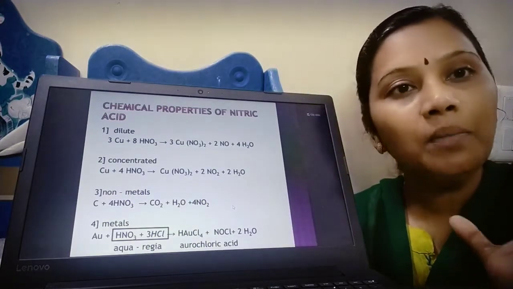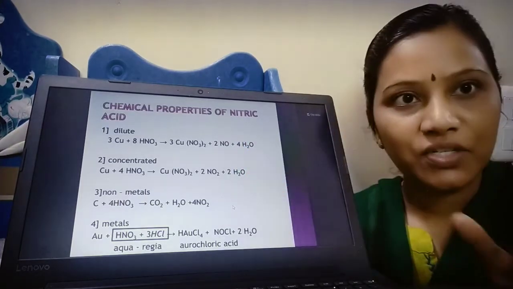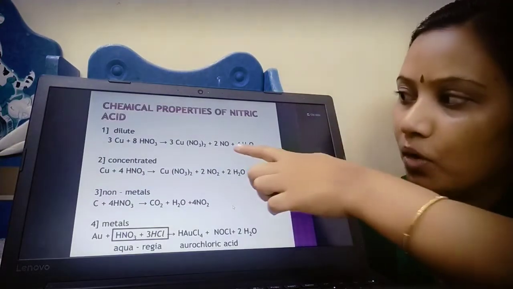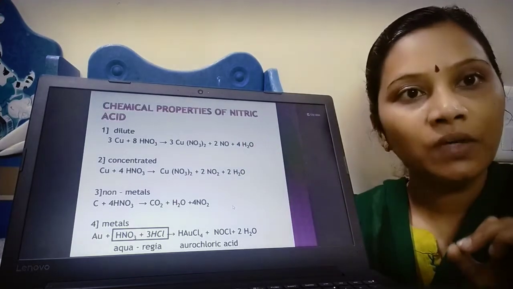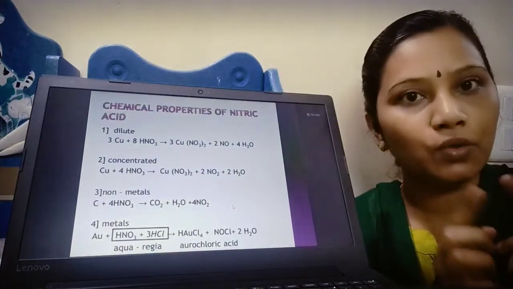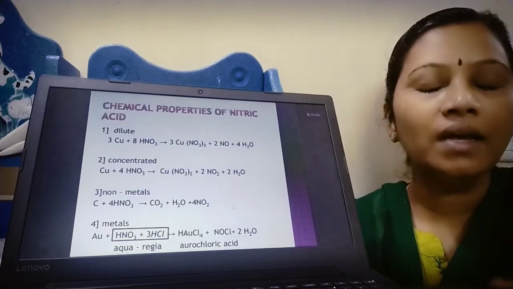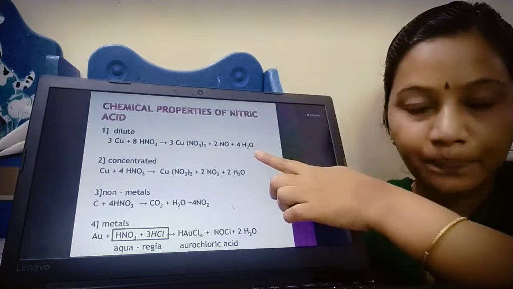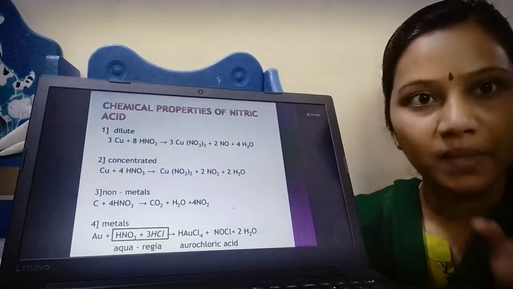What are the chemical properties of nitric acid? See, this is a very important point. Whenever dilute nitric acid is present, one of the end products should be nitric oxide and water. If you are using concentrated nitric acid, then it should be NO2 and water. Done? Clear? So these are the two hints for you. Whenever dilute nitric acid is used in the reaction, the end product should be nitric oxide and water. If concentrated nitric acid is used, then nitrogen dioxide and water should be the end product.